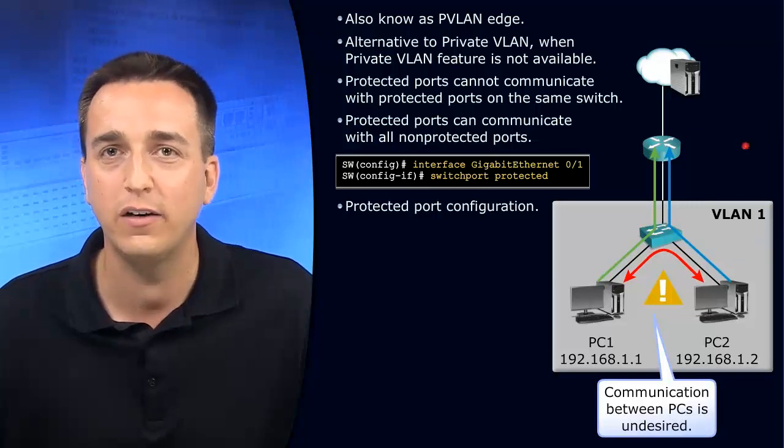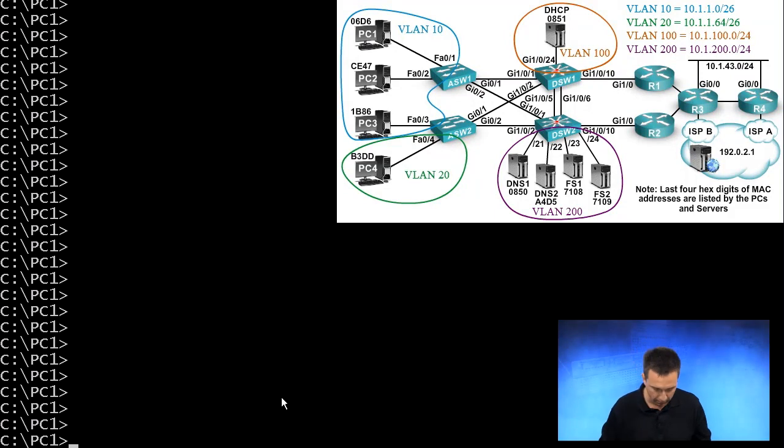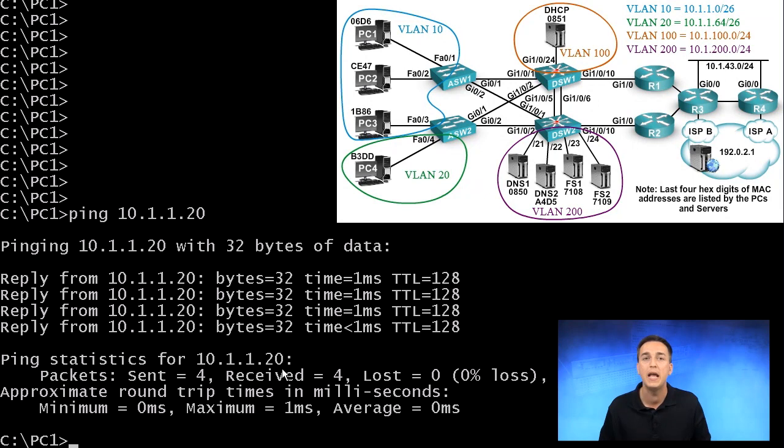Let's go ahead and configure it on ASW1. So right now, FastEthernet 0/1 and FastEthernet 0/2 are both within VLAN 10, and we have successful communication between PC1 and PC2. Let's prove it. We'll type in ping 10.1.1.20. So right now, PC1 can successfully ping PC2. Let's stop this from happening with the protected port feature.